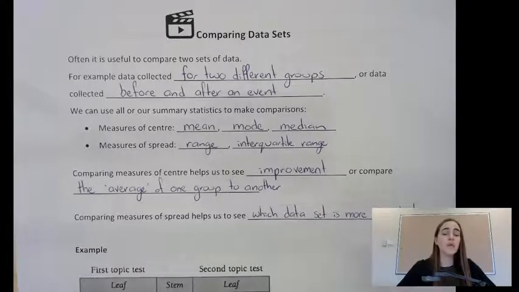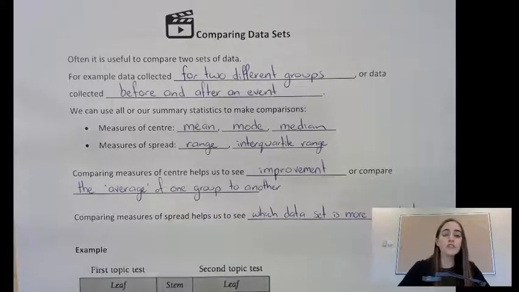In this video, I want to have a look at how we can compare two different data sets. So it's often useful to be able to compare data sets. It might be things that are collected before and after an event, or it might be data that's collected about two different groups. For example, males and females, or two different classes, or two different age groups.